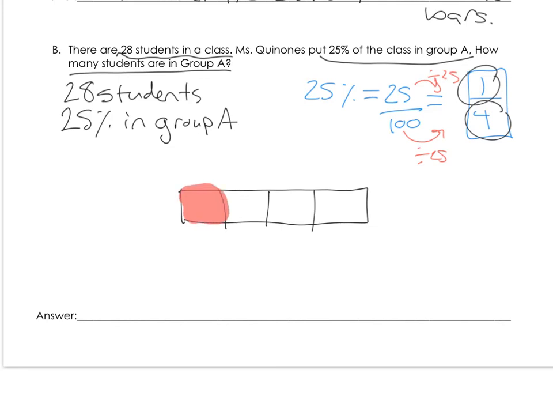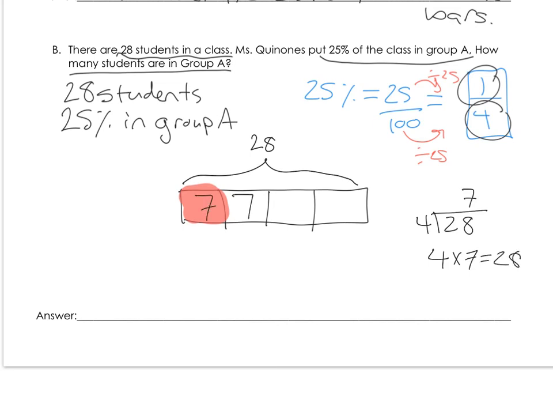We know that she had 28 total students, so the entire bar is going to be 28 students. If we take our 28 students and divide it evenly amongst the 4 pieces, you get how much is in each piece. So 28 divided by 4 is 7, because 4 times 7 equals 28. So I put 7 in this piece, 7 in that piece, 7 and 7. We can see from our bar model, 25% or 1/4 is just this piece. So 25% of the students is just 7 students.